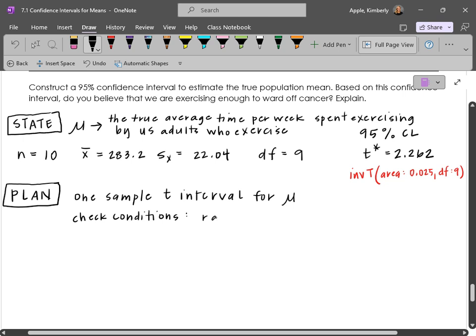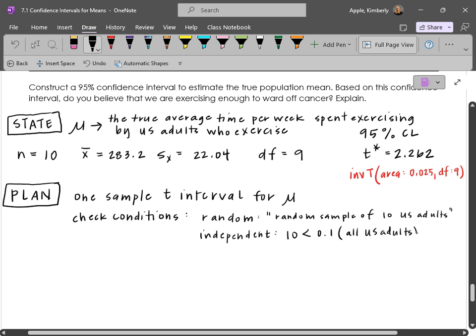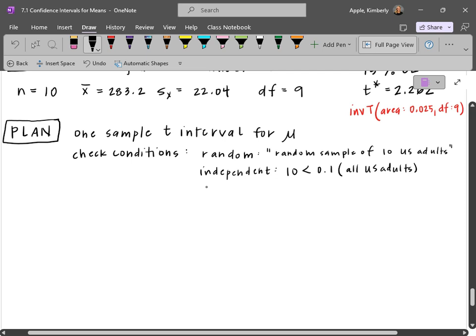So the first one is random. It says random sample of 10 US adults in the problem. Literally says it in the problem. Independent. Since we are sampling without replacement from a finite population, we have to check that the sample size 10 is less than 10% of all US adults, our population. So that's good. And then we need to check for the normality of the sampling distribution.